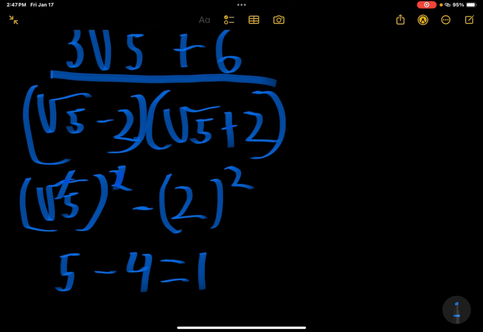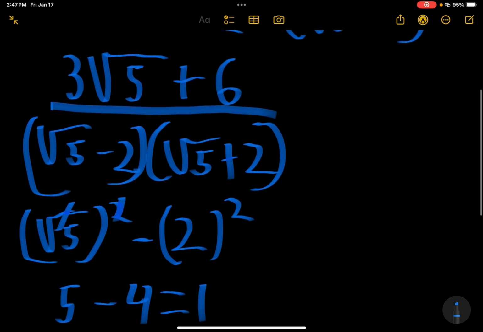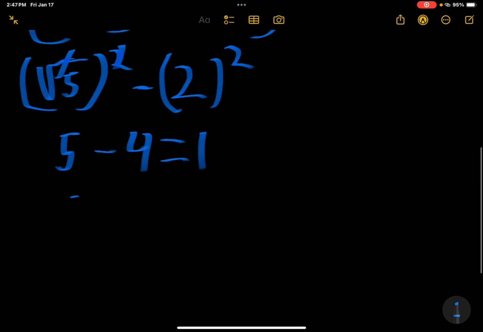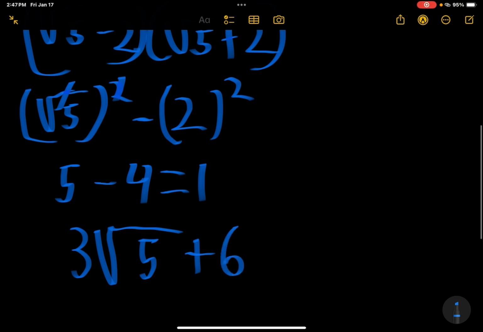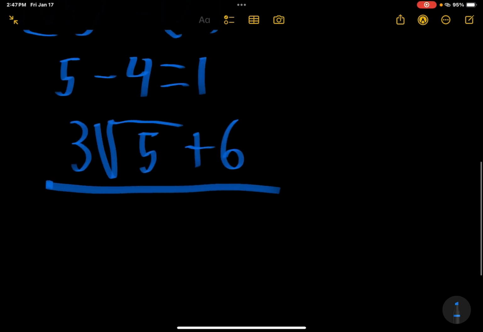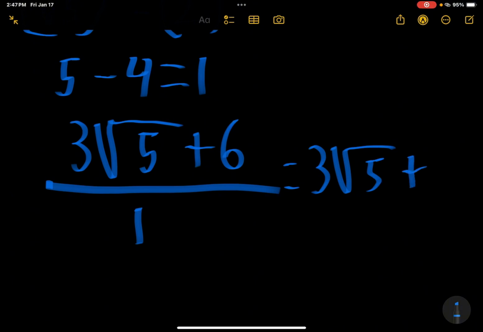So the full answer is 3 square root 5 plus 6 over 1, which is really just 3 square root 5 plus 6.